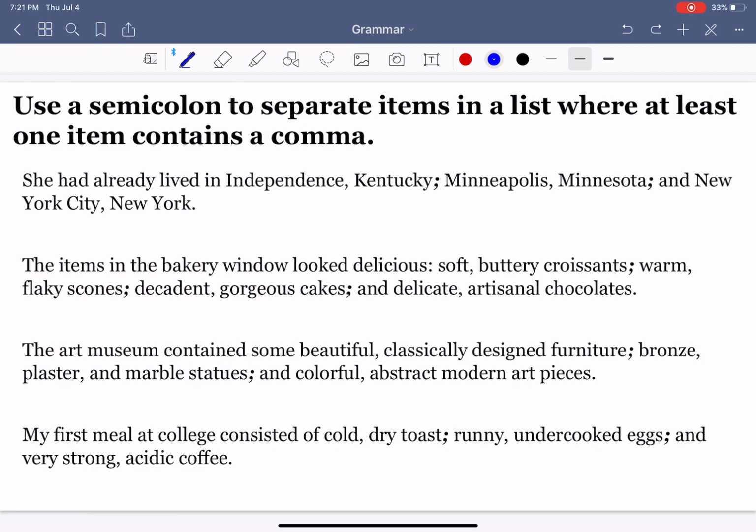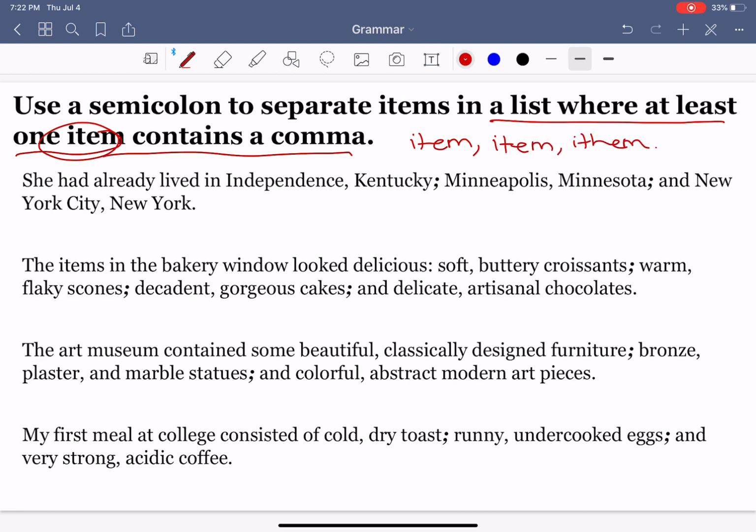Next rule for semicolons. Use a semicolon to separate items in a list where at least one item contains a comma. So remember, when you do a list, you have item, and then you have a comma, and then you have another item, and then you have a comma, and then you have another item, and then you put a period, right? Or you would have an and, and then you put a period. So that's what it means. It's saying that this item has a comma in it.